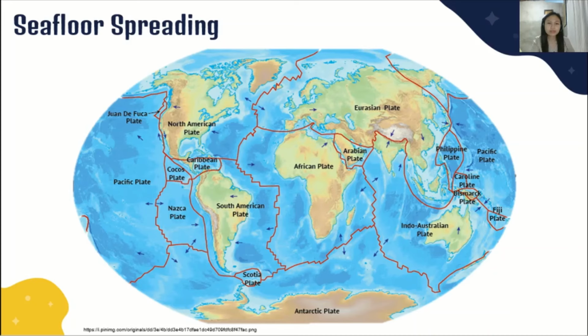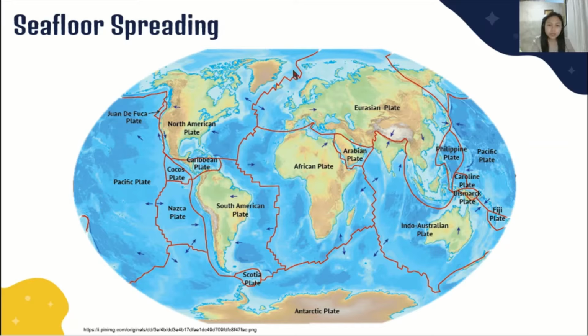So we have here the map showing the plate boundaries. Since we are focusing on seafloor spreading theory, we will be enumerating or listing all the divergent plate boundaries here. So we have here the arrows that separate from each other. Those are the divergent plate boundaries. So let's start with this one.